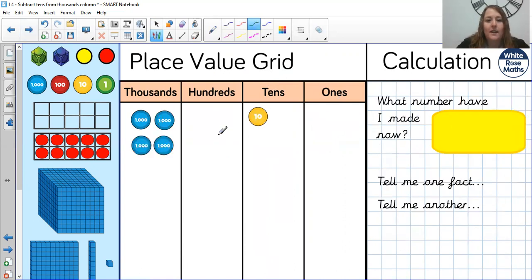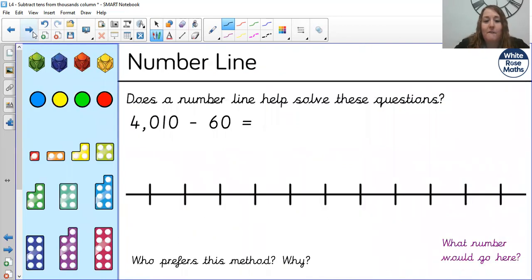Next one I have for you then, what number is this? And again, hopefully you've worked out 4 in the thousands, 0 hundreds, 1 ten, and 0 ones. And if I pop my comma in, we have 4,010. Again, you can think about a fact for this, tell me another if you'd like to. But we're going to now go on to subtracting from 4,010, which is the same number here, using our number line. And we are going to be subtracting 60.